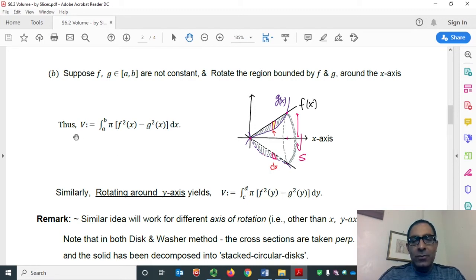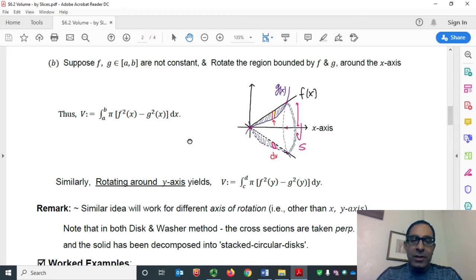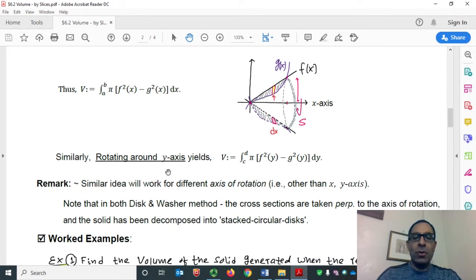Then our volume formula is the definite integral from a to b of pi times outer radius squared minus inner radius squared. Here the outer radius is again given by the outer function f(x), and the inner radius is given by the inner function g(x). So this is our formula. Similarly, we can rotate around the y-axis. At that time, my volume formula is the definite integral of pi times f squared of y minus g squared of y, where the radius is a function of y, integrating with respect to y, with y limits from c to d. Great.